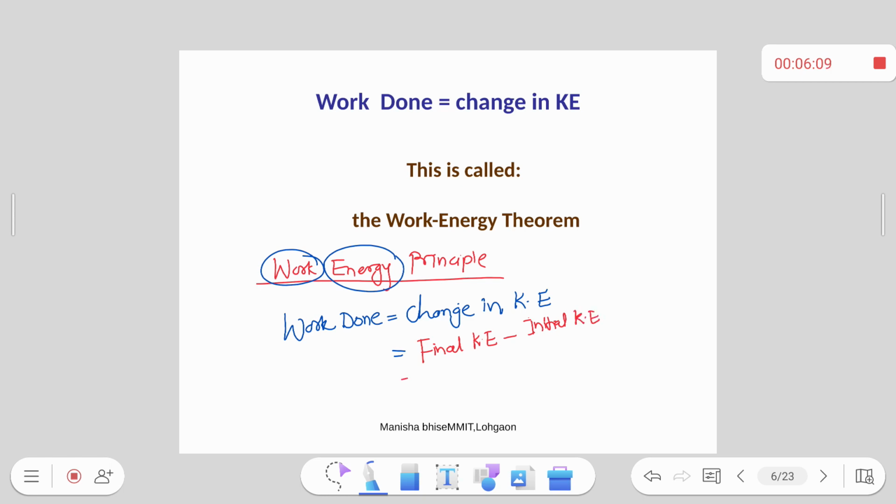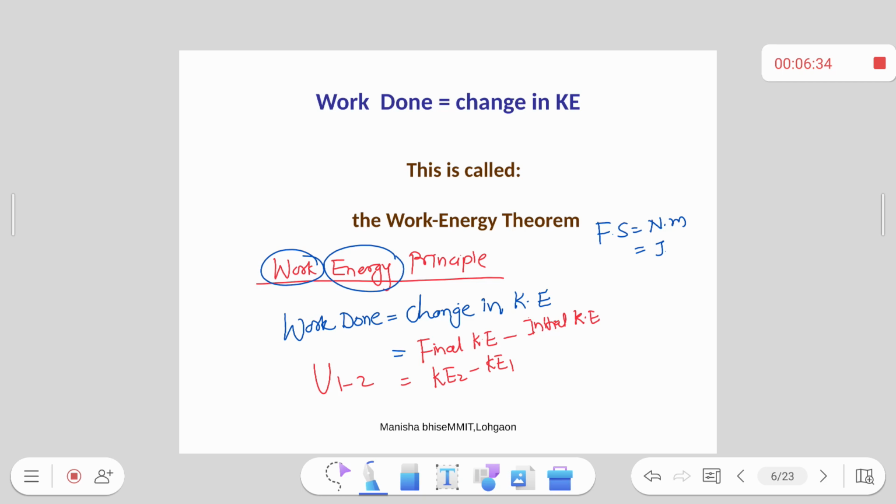That is, in short, KE2 minus KE1. So work done is denoted by W 1 to 2. And obviously the unit of work done, as you know, is force into displacement, Newton meter, or we can say it is in joule. Okay, so this is my formula of work energy principle.